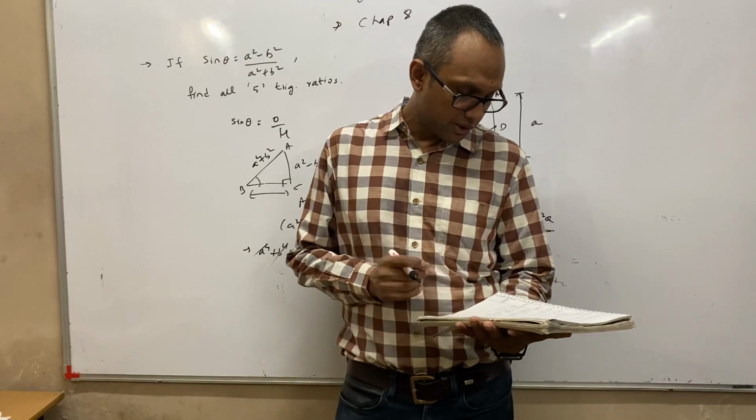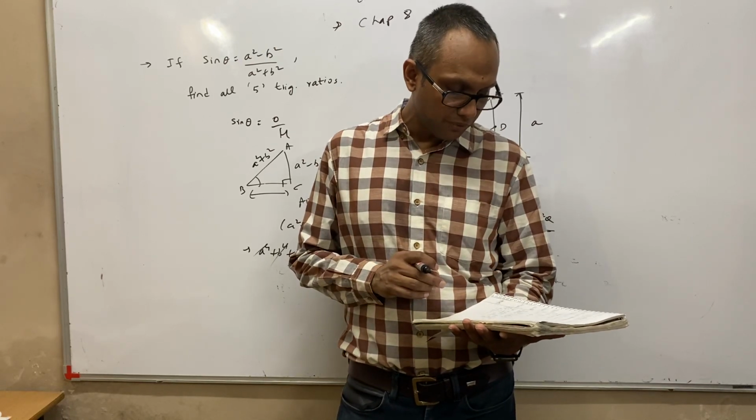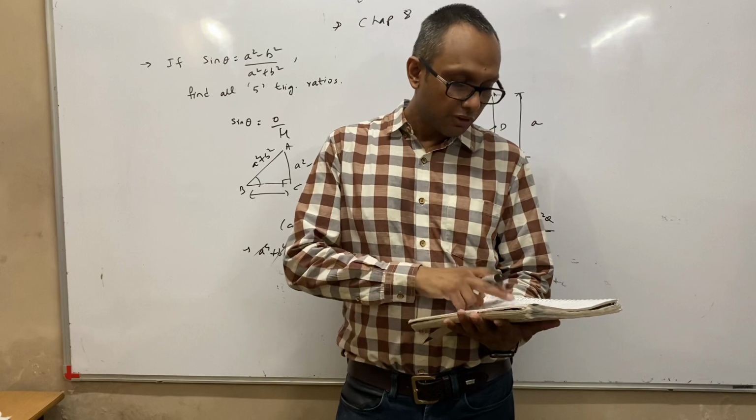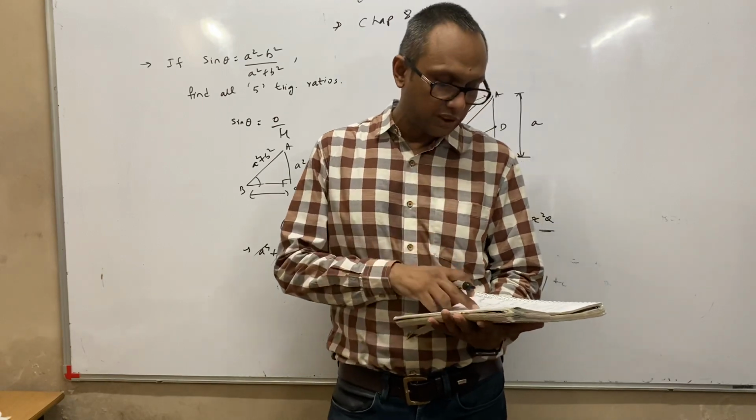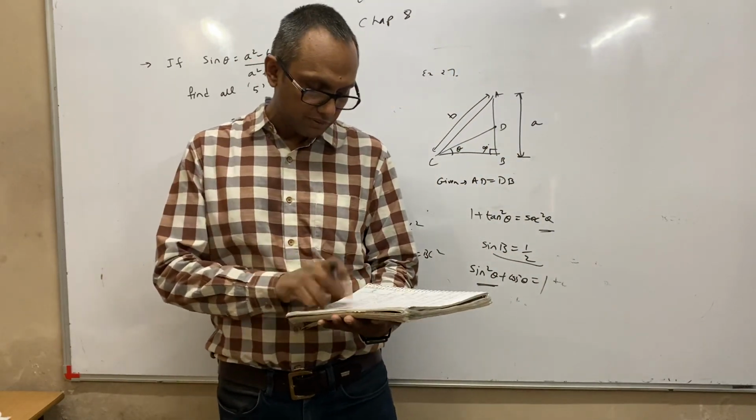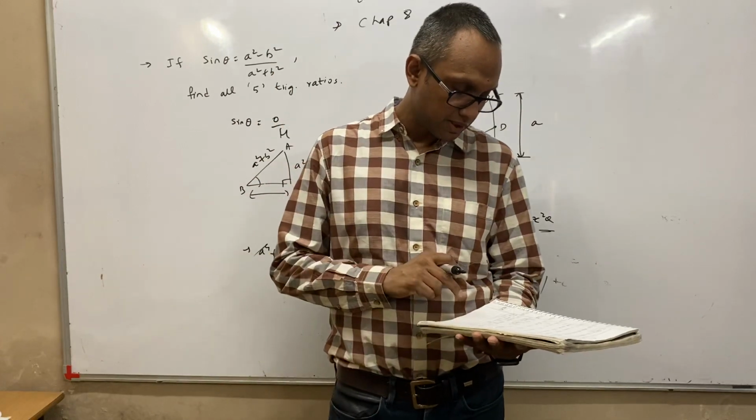Question 23: sin theta is equal to 4 upon 5, and find the value of 4 tan theta minus 5 cos theta. That 5 cos theta is not very clear, so let me write it again on the side.